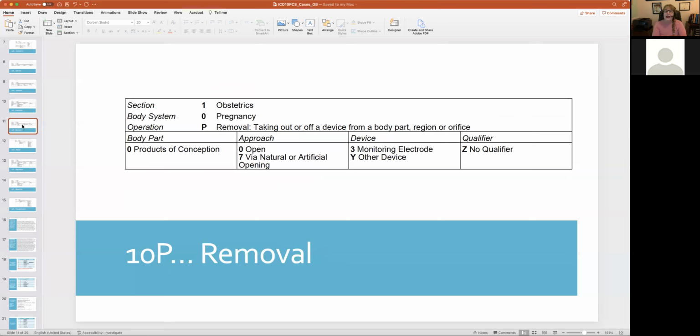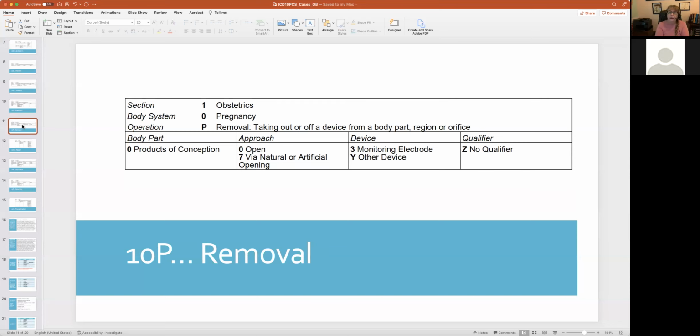All right, next is removal. Now, again, do not confuse this. This is not an abortion. This is not an assisted delivery. This is only involved with a device. So at some point, you should have previously coded the insertion of this device, and now you're going to remove it.